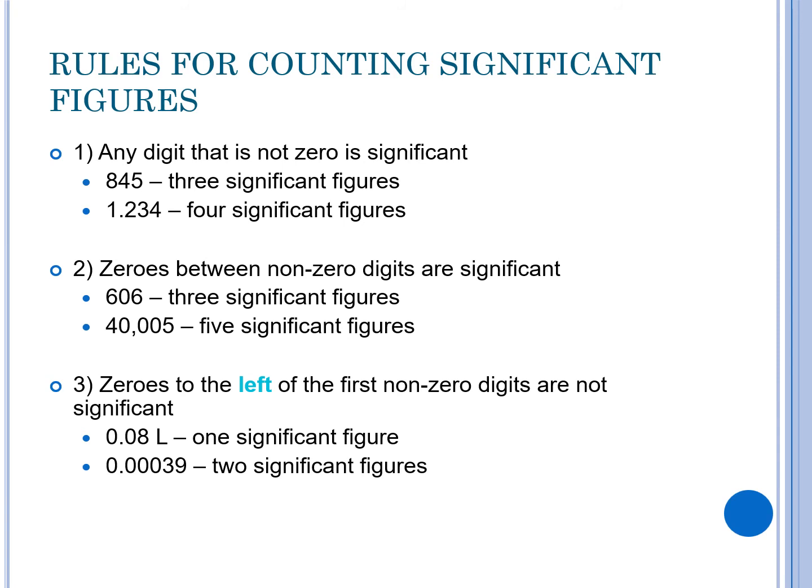Rule number 3: 0s to the left of the first non-zero digit are not significant. Okay, this is the first non-zero digit, which is 8, and the 0 to the left is not a significant figure. So how many significant figures are counted here? Only 1 significant figure. Alright, and this one is 2 significant figures.